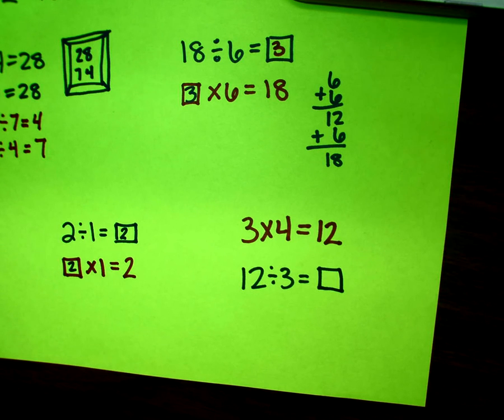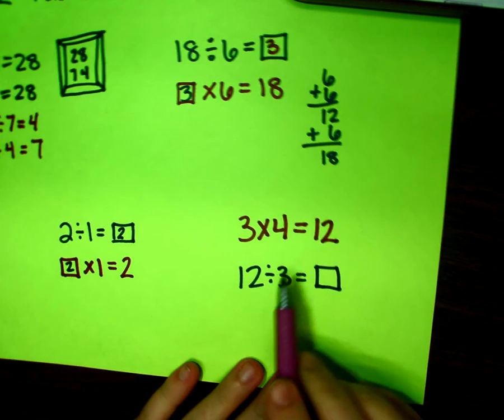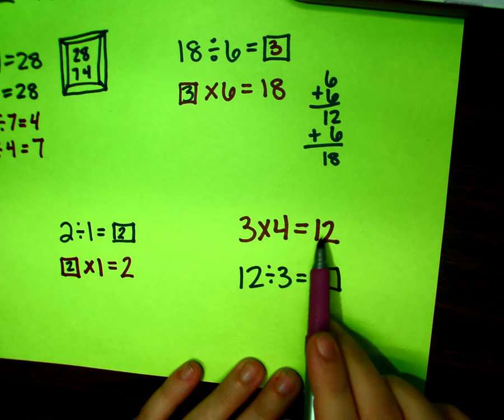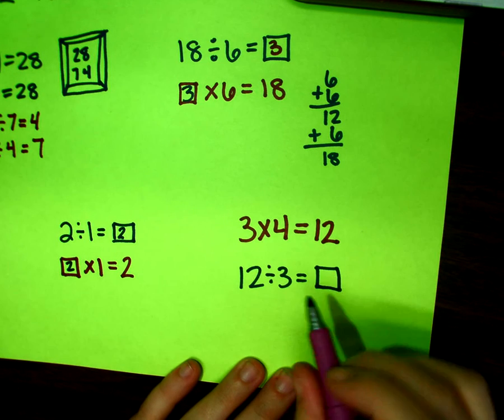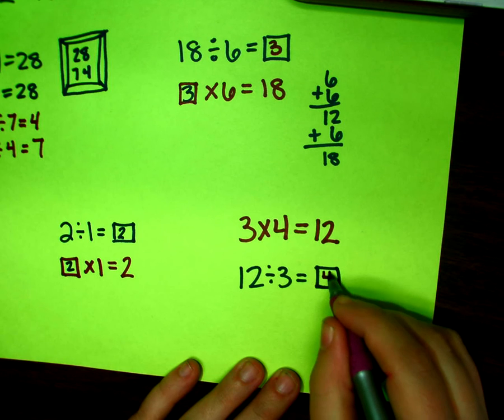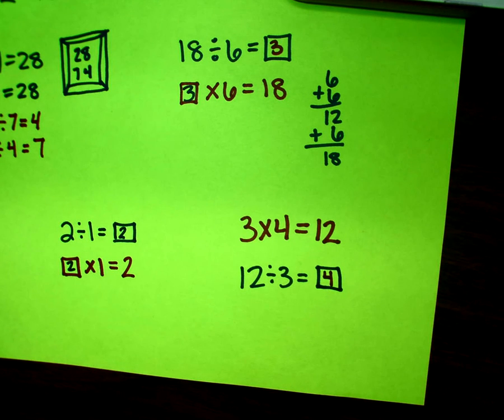Alright, if you figured that out, you know you just have to use the exact same numbers. I have a 12 in my family, I have a 3 in my family, and so I need a 4 to complete my family. 12 divided by 3 equals 4. This time, I am not going to give you the multiplication problem first. I want you to pause the video when you're ready and try to figure this one out all by yourself.